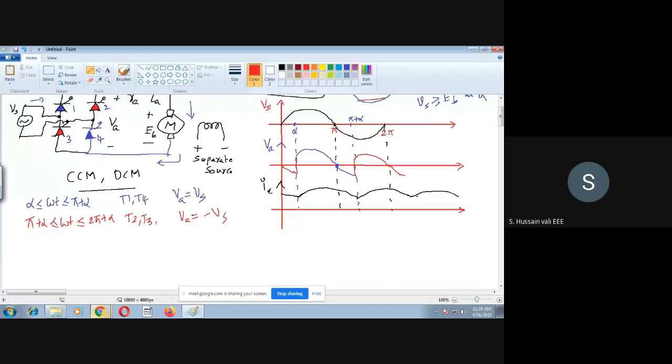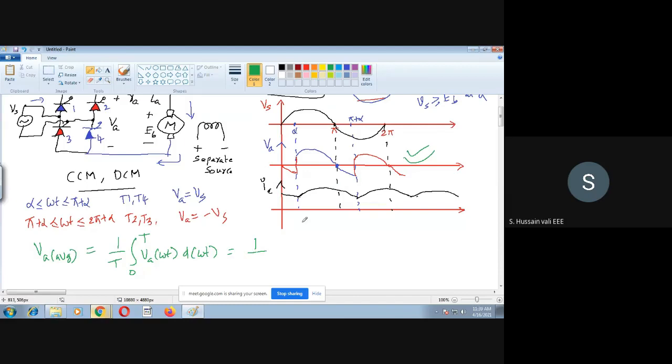This is the waveform for which we have to find out the average. So Va average is equal to the same thing: 1 by time period, integral 0 to time period, Va of omega t d of omega t. This is how we proceed.